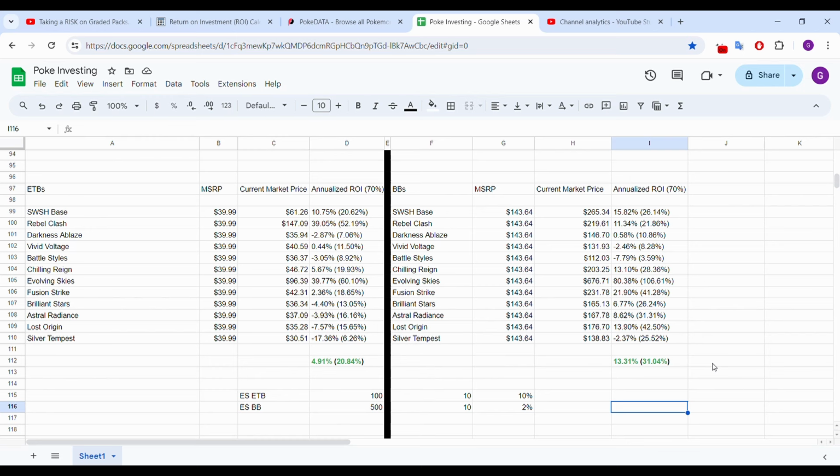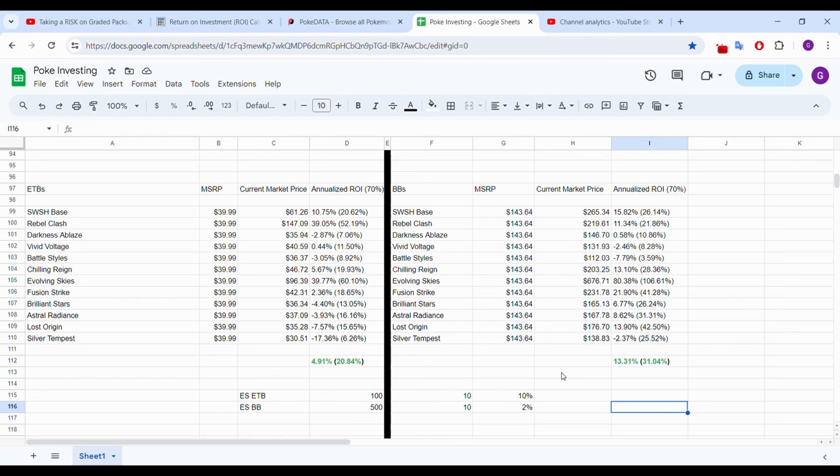So that's one thing. But just to make another thing clear, hypothetically, say these numbers were the exact same, okay? Say you got the exact same returns from an ETB as you did a booster box. Which one would you want to buy still? Would you want to buy an ETB or would you want to buy a booster box?